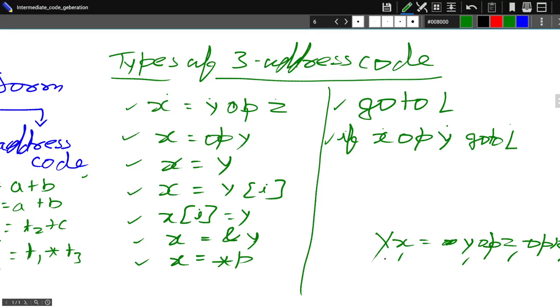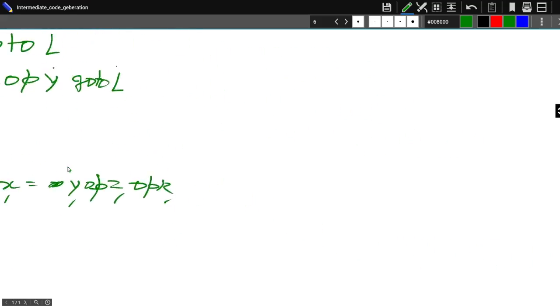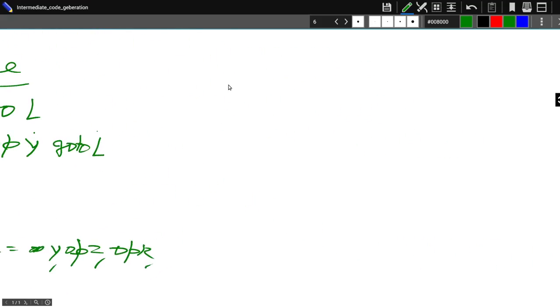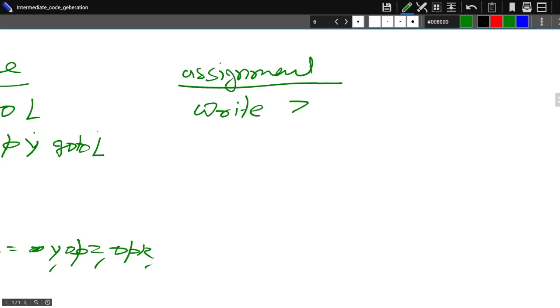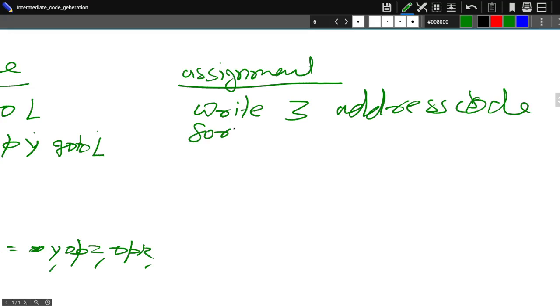There can be some assignment for you to write a 3 address code for some part of code. Okay, let me give you this example. Your assignment is to write 3 address code, right? 3 address code for, let me give you, the following.